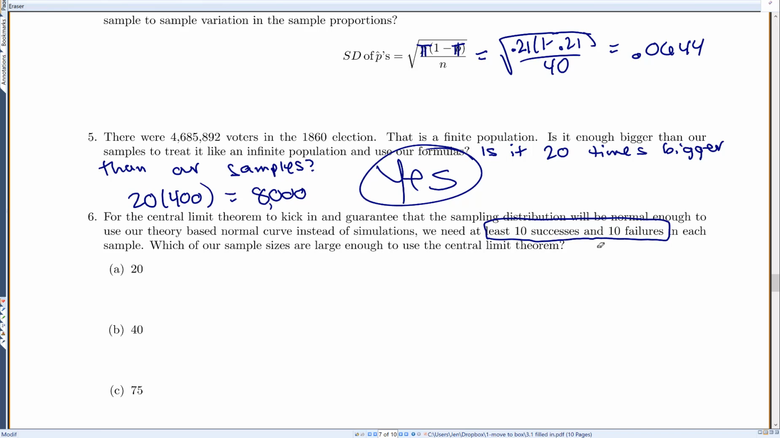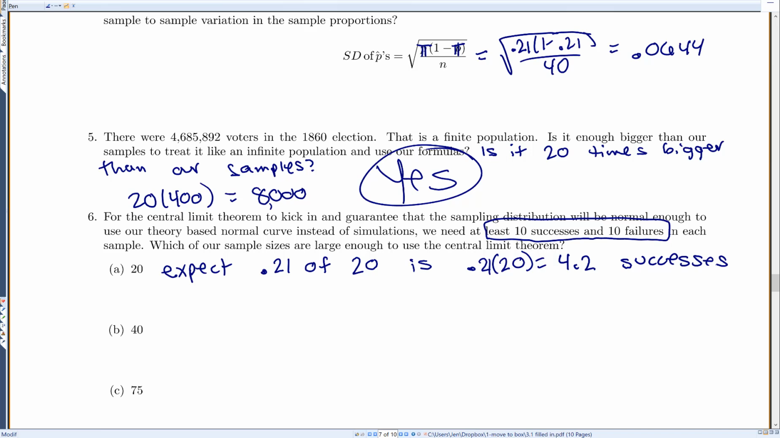If my sample size is 20, we would expect, okay, so how do we do this? If you have a population proportion of 0.21 and a sample size of 20, what is 0.21 of 20? If you think back to your math classes a long time ago, if you want to do 0.21 of 20, you just multiply. So 0.21 times 20 gives me 4.2 successes.